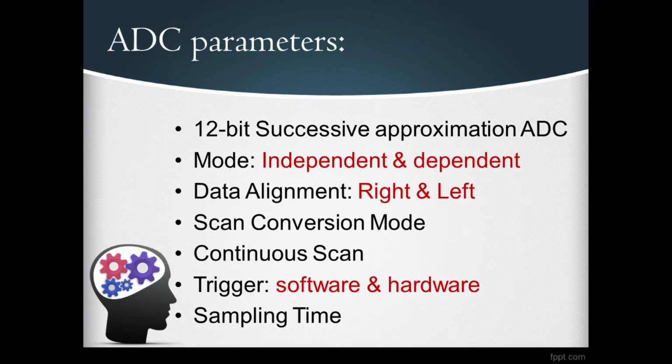There are certain important parameters of an ADC. The STM32 controller has a 12-bit successive approximation ADC, which can operate in independent and dependent mode. The data alignment can be set to right or left. It has continuous scan conversion mode. The start of conversion signal can be given by a software trigger or a hardware trigger. The sampling time can be varied depending on the application.